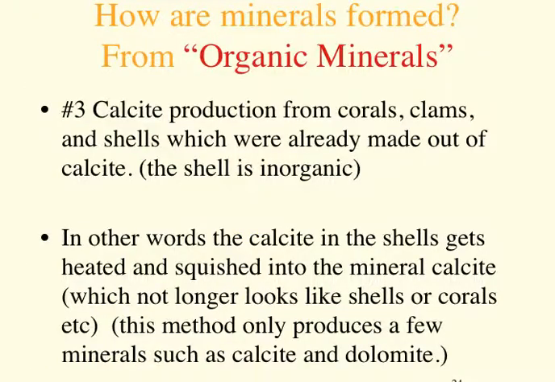And then the 3rd way is what's called organic minerals. Organic minerals are a little bit more rare, but it's basically calcite that is produced as a byproduct by corals, clams, and things with shells. They make CaCO3. Because it was made by an organic thing, it's no longer living, but the shell was made by the living thing, and it kind of gets crushed up and made into a mineral called calcite. And it no longer looks like a shell or a coral.